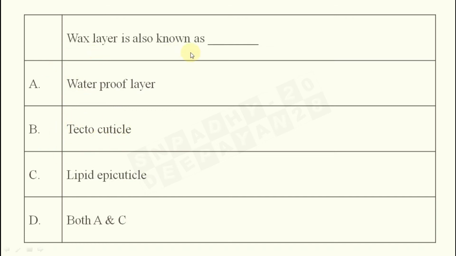Similarly, wax layer is also known as what? You see options are waterproof layer, tectocuticle, lipid epicuticle. Here you see the most probable answer is waterproof layer, but A is the option, lipid epicuticle. So the answer will be both A and C, option D. It is also known as waterproof layer because it prevents the moisture loss, and also known as lipid epicuticle.